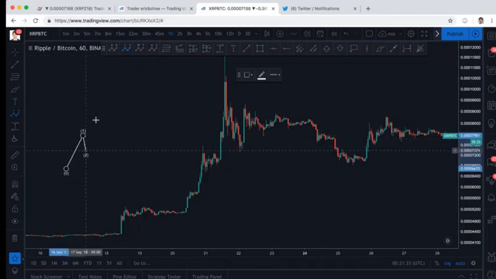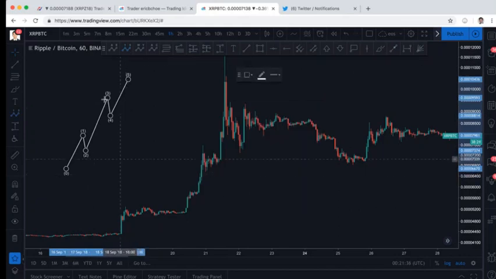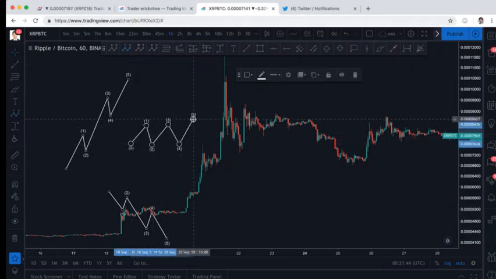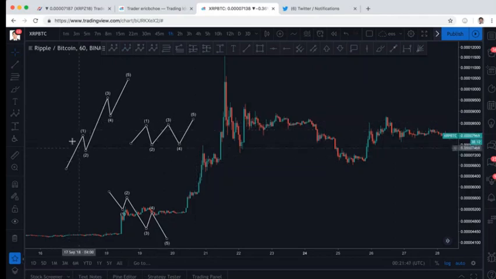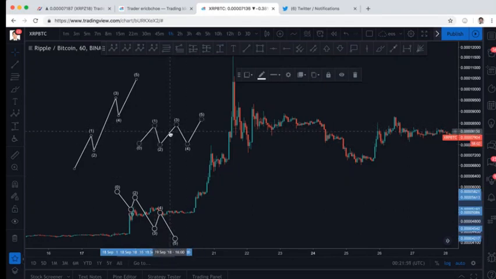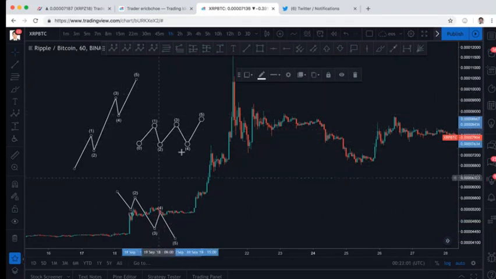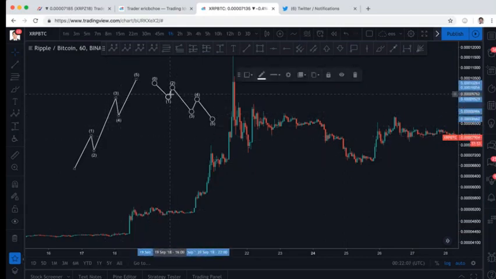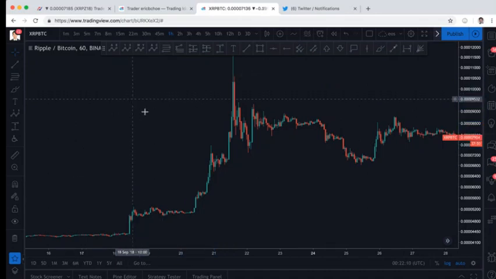There are only three types of market structure in the markets. We have an uptrend, we have a downtrend, and then we have a sideways market. By definition, an uptrend is a series of higher highs and higher lows, and a downtrend is a series of lower lows and lower highs. We do not want to trade sideways markets as trend traders. We want to avoid this right now. We're only looking for uptrends or downtrends. Very simple. So Eric, how do you identify an uptrend or a downtrend?